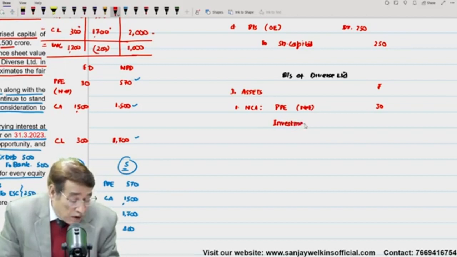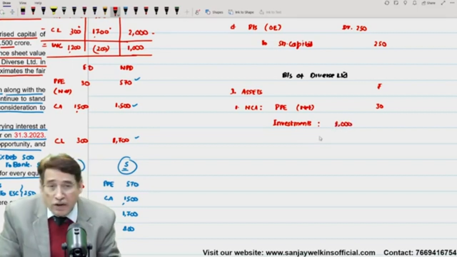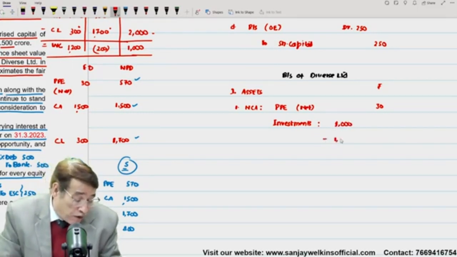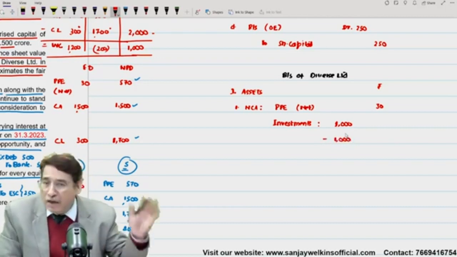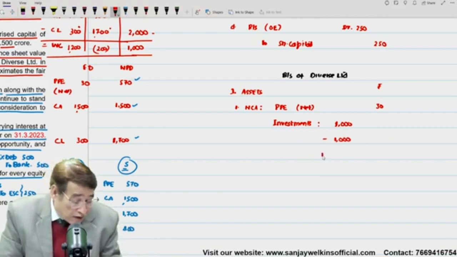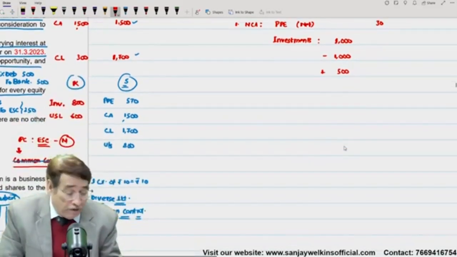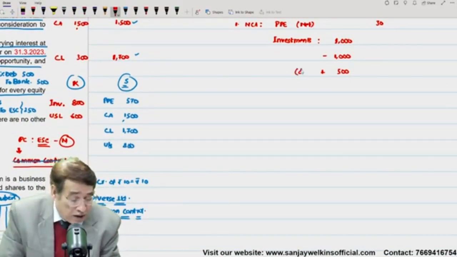See here, as far as investments are concerned, in the balance sheet which was furnished to us, investments were appearing at 1000. However, this 1000 worth of investments were taken over by Khazana Limited. So investments have become zero. But we made investments of 500 crores. Divers Limited has made investment, I told you just a moment ago, in debentures. So investment in debentures will appear at 500.